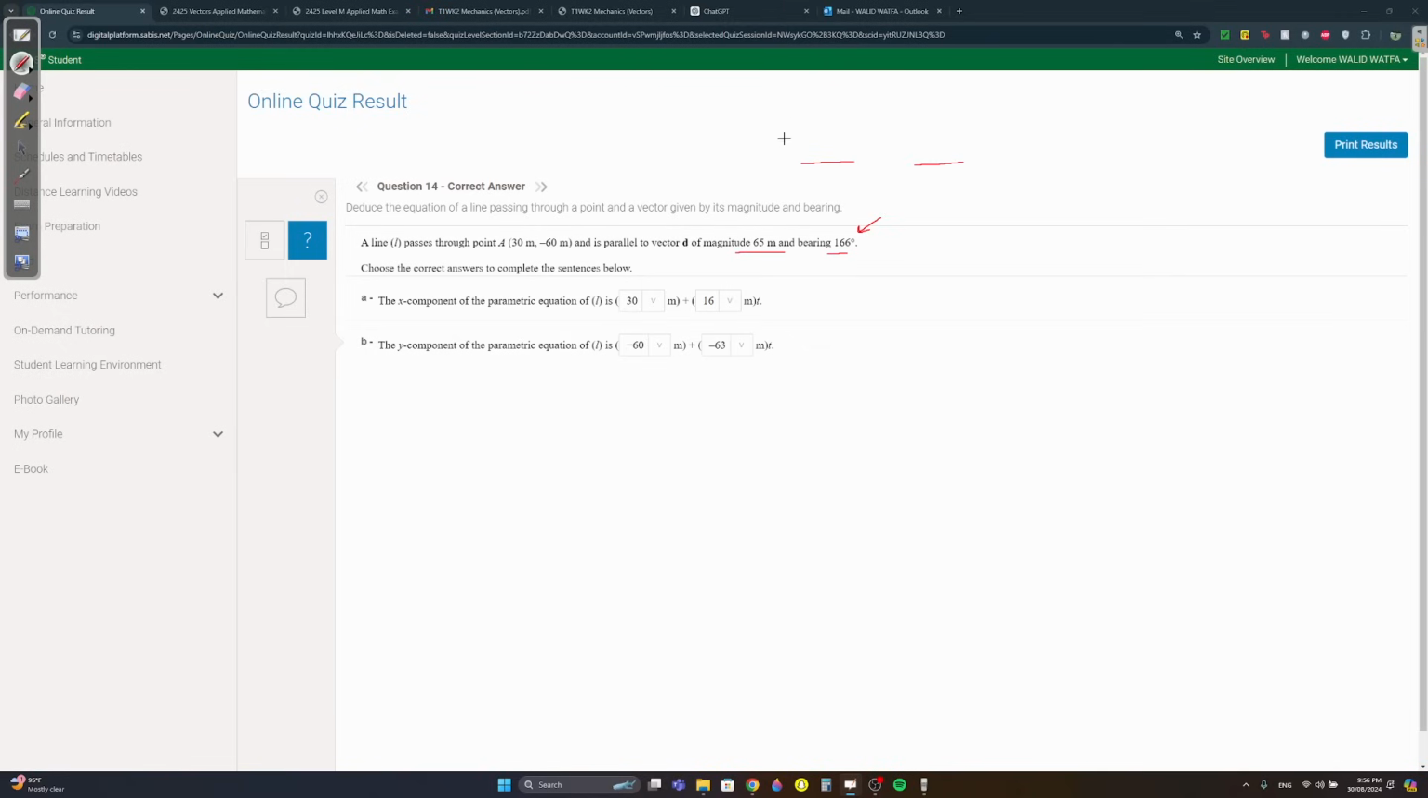How do you find the x component? 65 cosine theta. If you put theta as 166, you will get the wrong answer. Why? They said bearing 166. Now, do we work with bearings or do we work with normal angles? We work with normal angles.